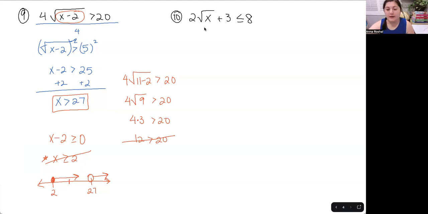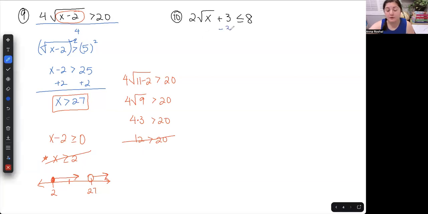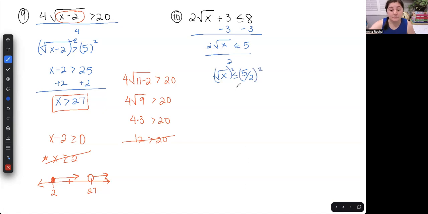So again, my radical is not on its own. I'm going to make it on its own. So I'm going to subtract 3 from both sides, then I'm going to end up with 5, and then divide by 2. So square root x is less than 5 over 2. I'm going to square both sides to eliminate the radical. X is less than or equal to 25 over 4. Okay, so this is one piece of my solution. 25 over 4 is 6 and 1/4. So x is less than or equal to 6 and a quarter.